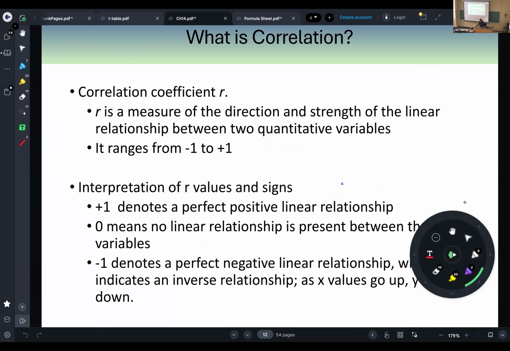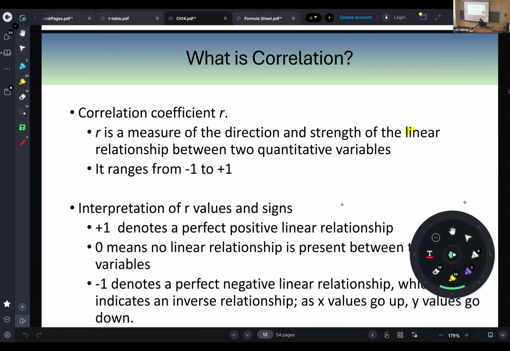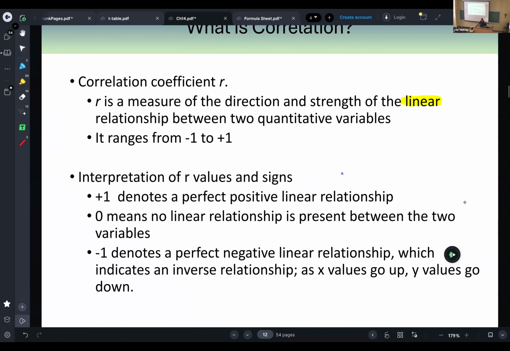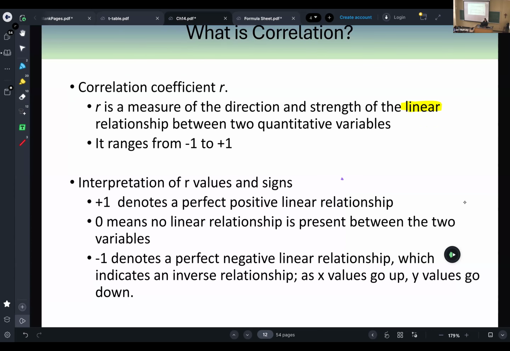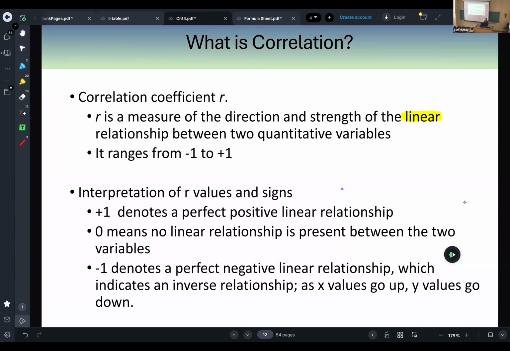Okay, so if it's not linear, you'll still get a value, but it won't make any sense. You'll still get an R squared, but correlation does not measure nonlinear relationships. Just remember that. That's one of the facts for correlation. Correlation R, if you remember, is a number between -1 and +1, right?